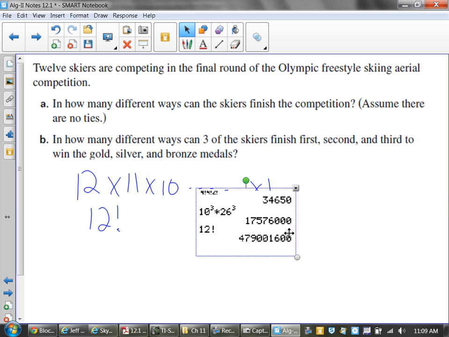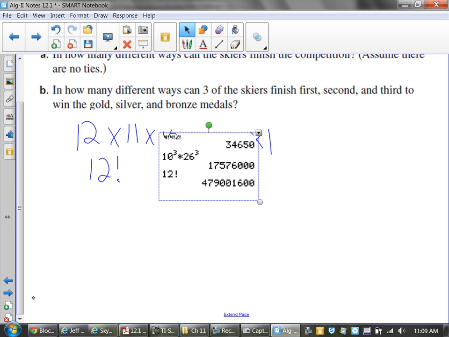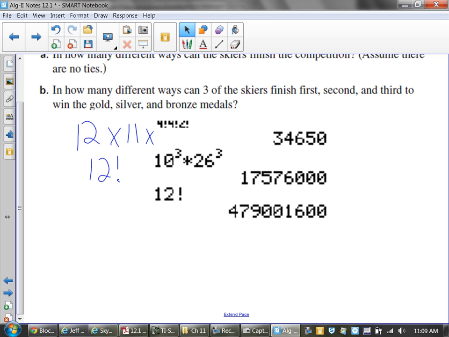So 12 factorial gives us a very big number. For 12 people to be in one event, there are over 479 million ways that you could finish that race.